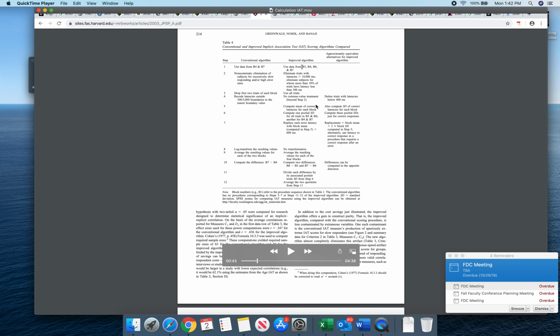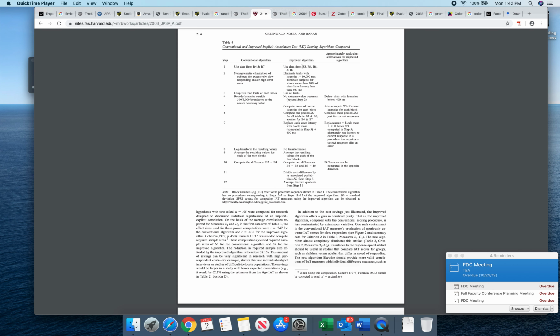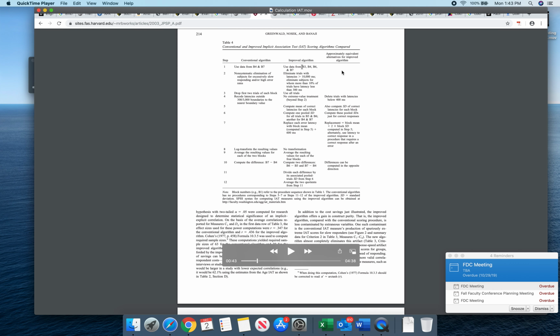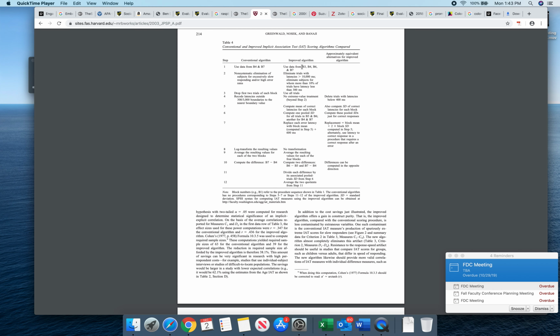So this means you have to go through it and only include the correct responses in the calculation of the mean. So for each block, that's B3, B4, B5, B6, B7, right? Essentially what you do there is you remove all the latencies for the incorrect responses, right? Because those don't matter. They got it incorrect, so that latency no longer matters.